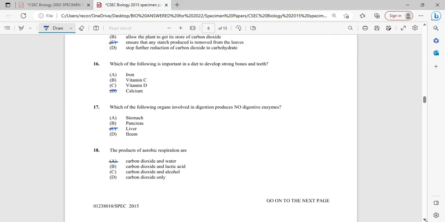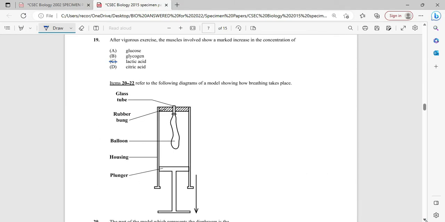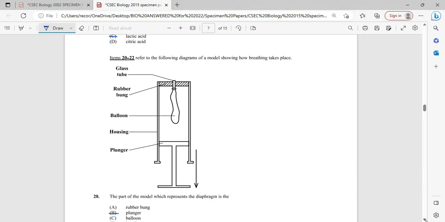The product of aerobic respiration: aerobic respiration will give you carbon dioxide, water, and energy. There's no energy here, so the best answer is going to be: after vigorous exercise, the muscles involved show a marked increase in the concentration of lactic acid.